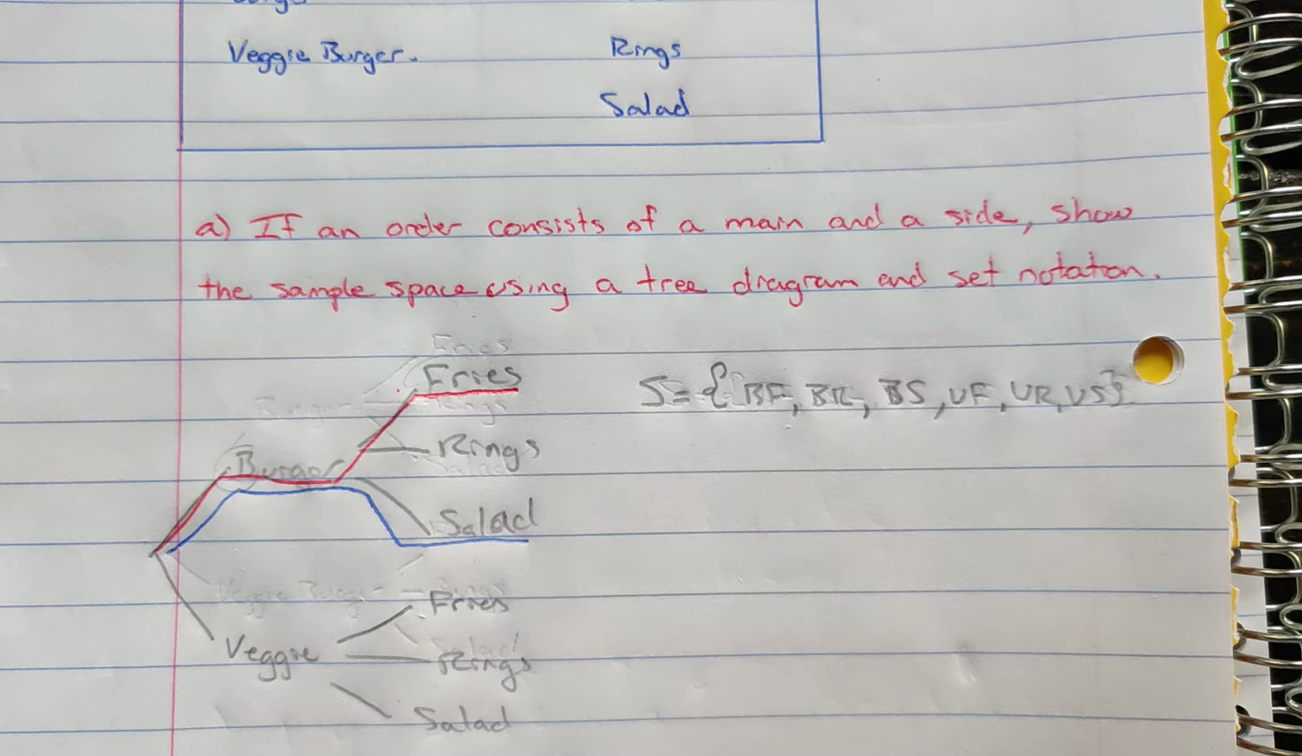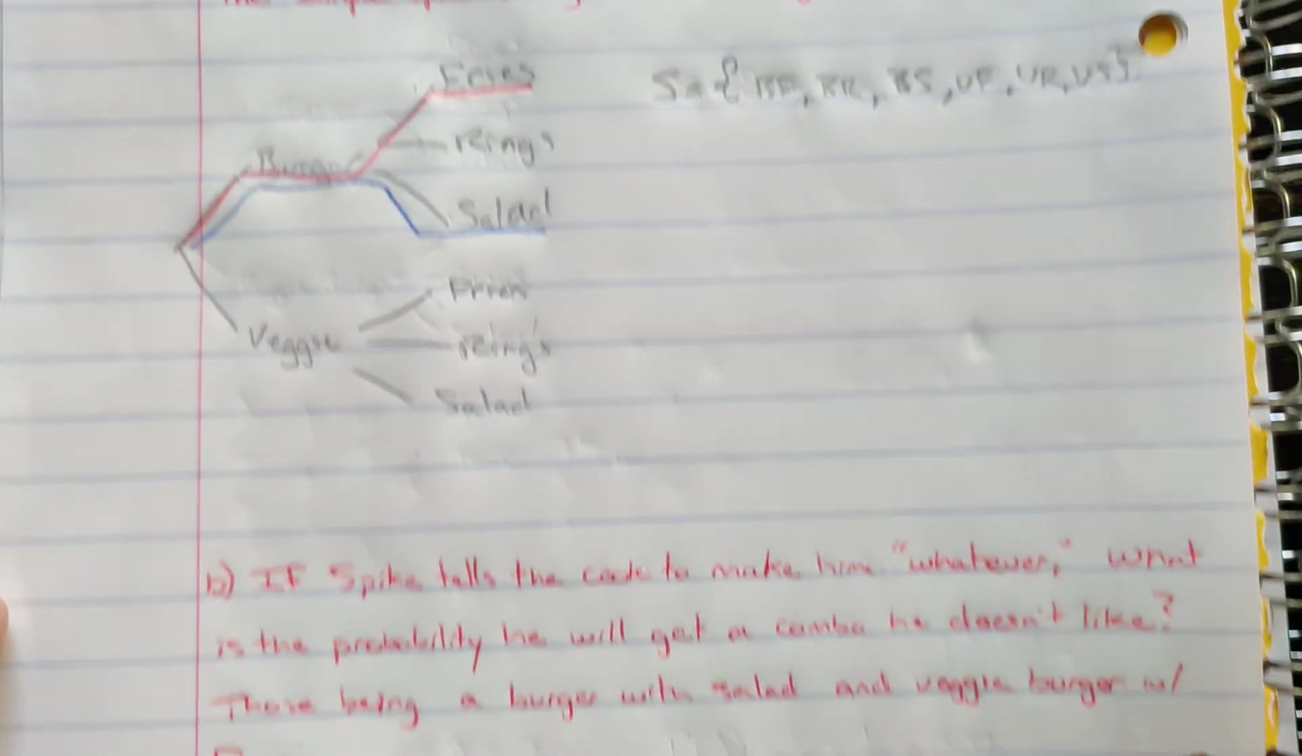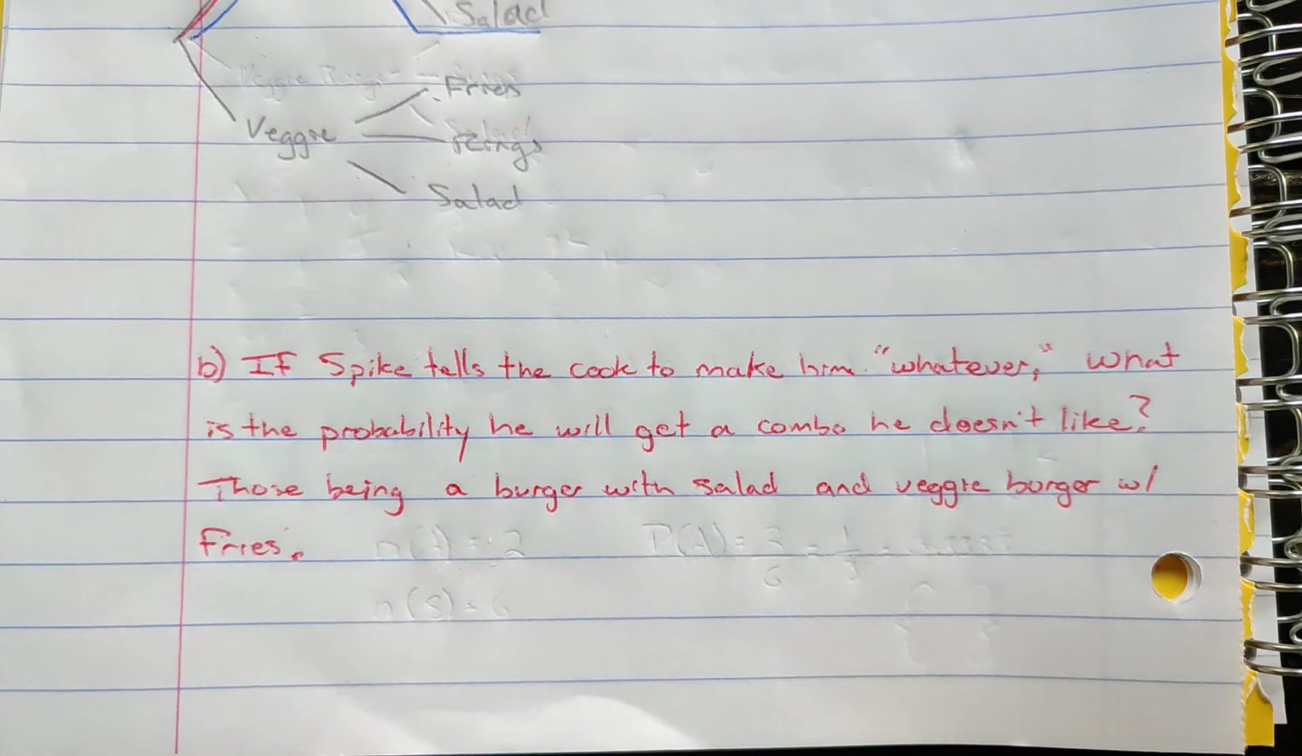of the different pairings. Now, in the next part here, we have Spike telling the cook to make him whatever. So we want to know the probability he will get a combo he doesn't like. He doesn't like having salad with a veggie burger, or a burger with salad, because if he wanted a salad, he would get a veggie burger. And he doesn't like a veggie burger with fries because he finds the fries are too greasy when matched with the veggie burger. So what is the probability that he will get a combo he doesn't like?